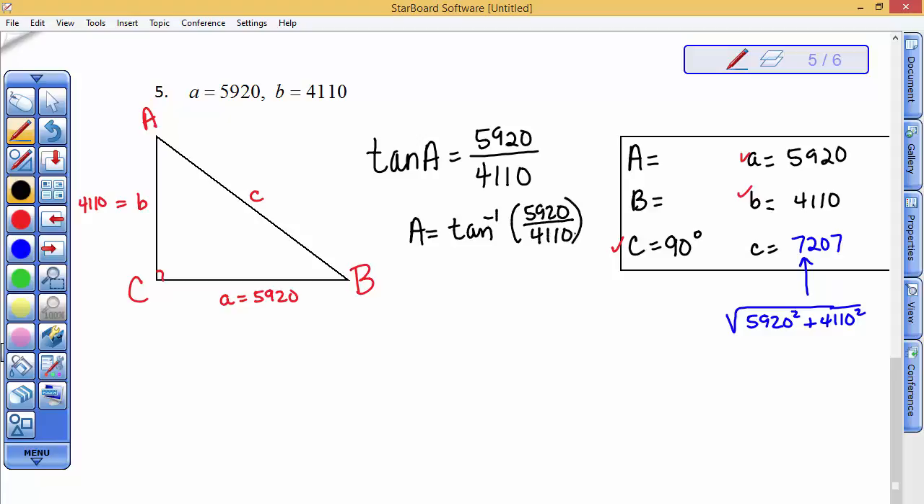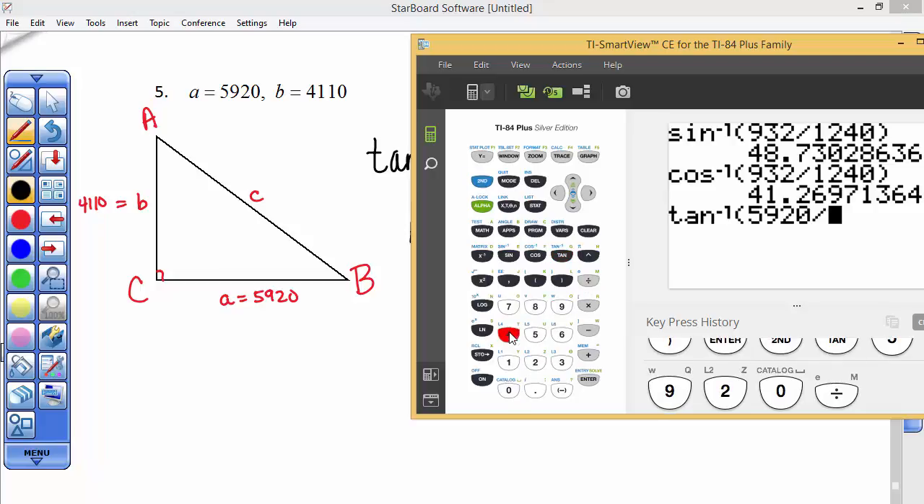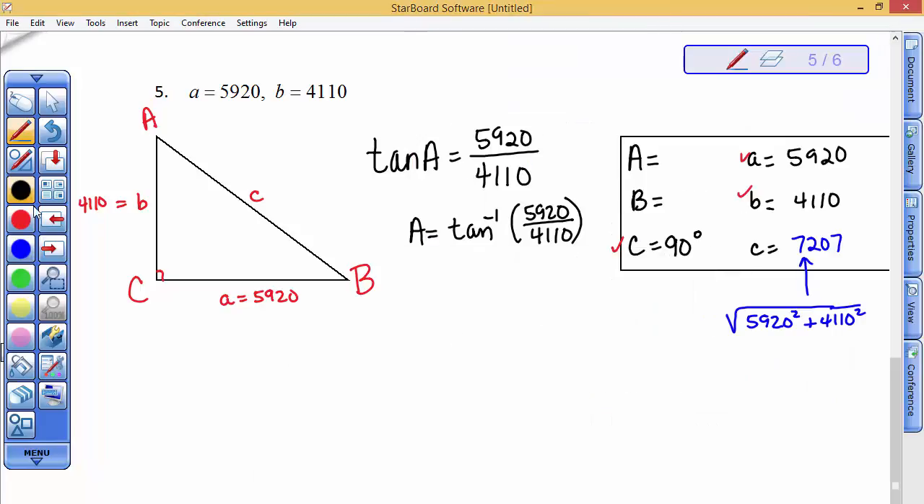I'm going to go ahead and do that. Actually, I can, so second tan of 5920 divided by 4110, and that will give me a 55.2 degree angle. Let's see, 55.2 degrees. So yes, 90 minus 55 is what, 34.8 degrees, I think. But let's do that using trigonometry.